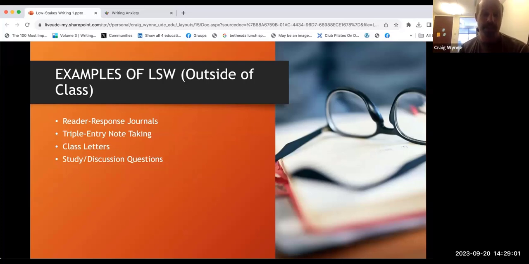There are also triple entry note taking, where students take notes on different readings and lectures, and it allows them to comprehend. Class letters as well, where I've had students actually writing letters to each other, reflecting on concepts, as well as study or discussion questions. Those can help if you're trying to help students prepare for an exam or things like that. So writing study questions. My classes are project based, so I don't necessarily use those. But if exams are a part of your curriculum, those can help as well.